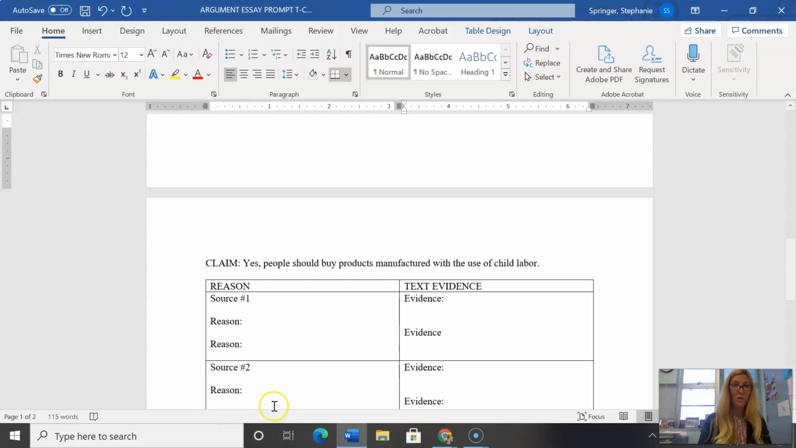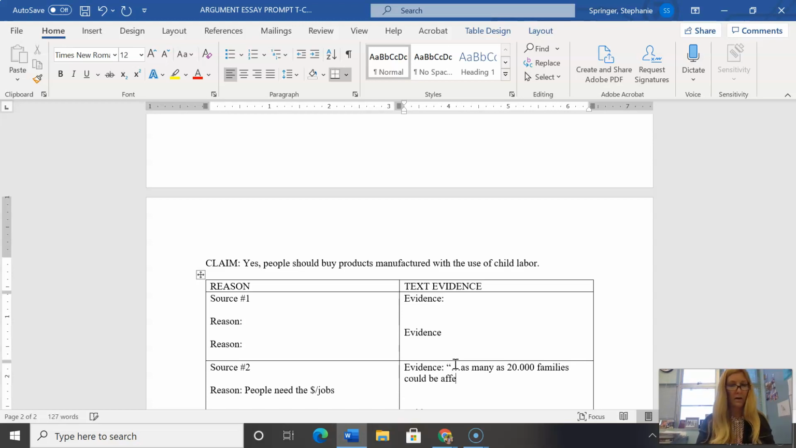So my reason would be people need the money and jobs. And then we would pull out as many as 20,000 families could be affected. And that's on lines 41 and 42.